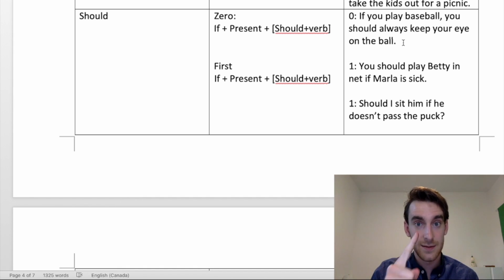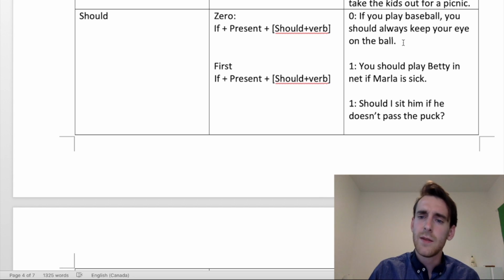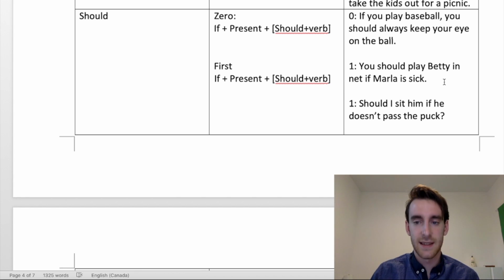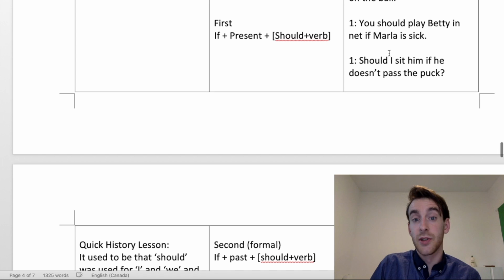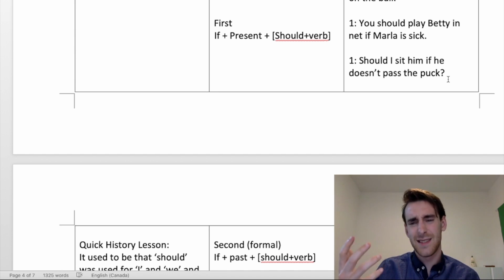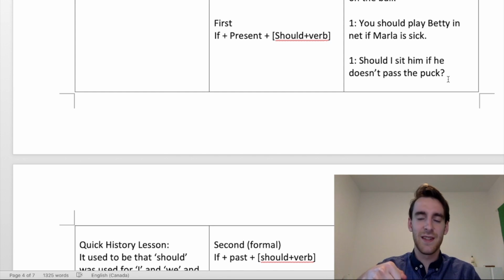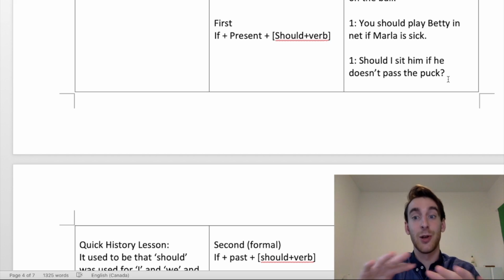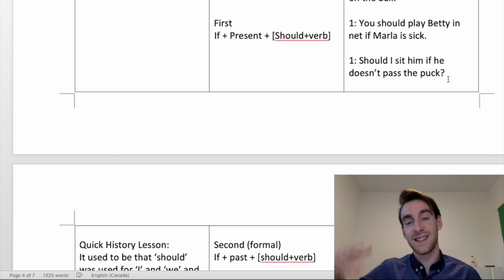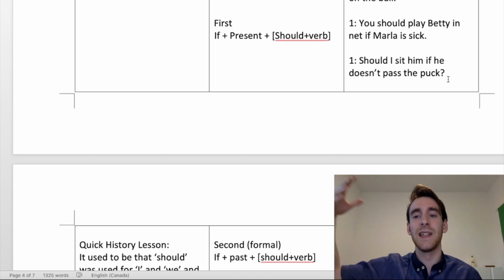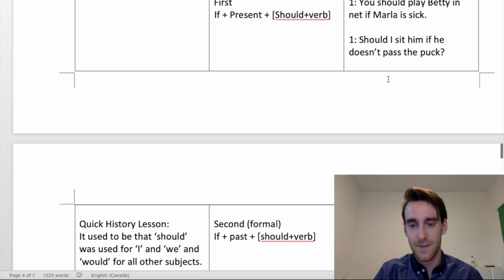Keep your eye on the ball means watch the ball. You should play Betty in net if Marla's sick. Notice guys, after if, always the present. You could use it in a question. Should I sit him if he doesn't pass the puck? That's Canadian stuff, right? Puck is the little disc thingy that we play hockey with. Should I sit him means should I bench him? Should I not play him? I'm asking someone for their advice, so I use should in this case. And notice present again.